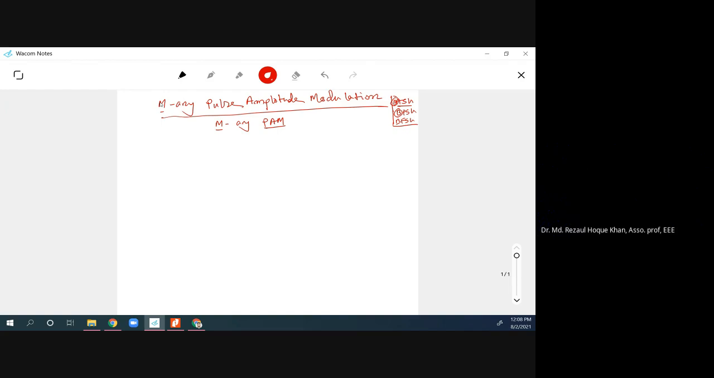Here the M denotes the M level. For example, in BPSK, BASK, how many levels do we consider? Two levels, right? Now M is the M level mentioned here. M denotes the M level. So M level pulse amplitude modulation. That's our very generalized amplitude modulation scheme.